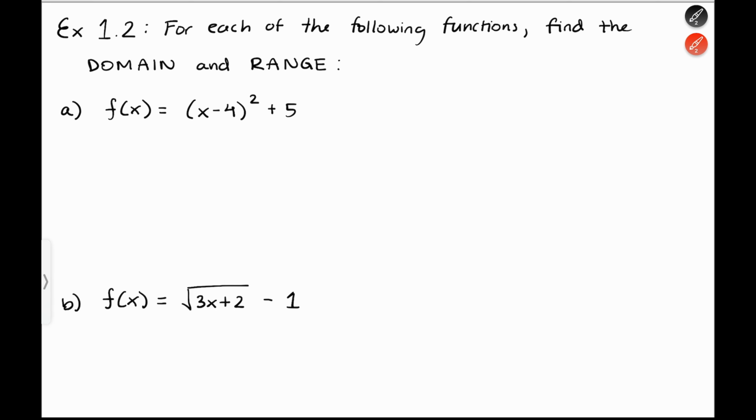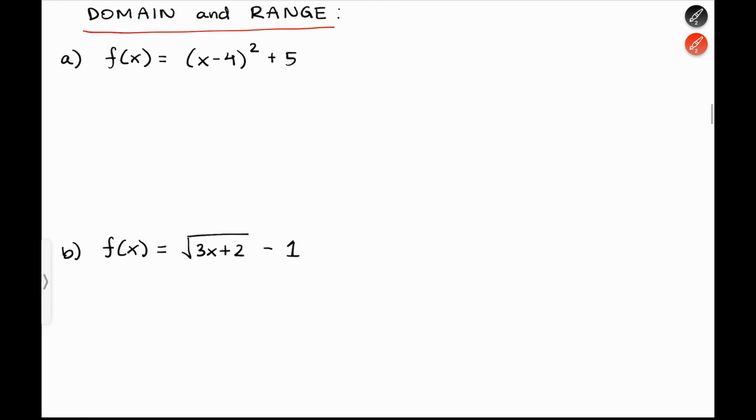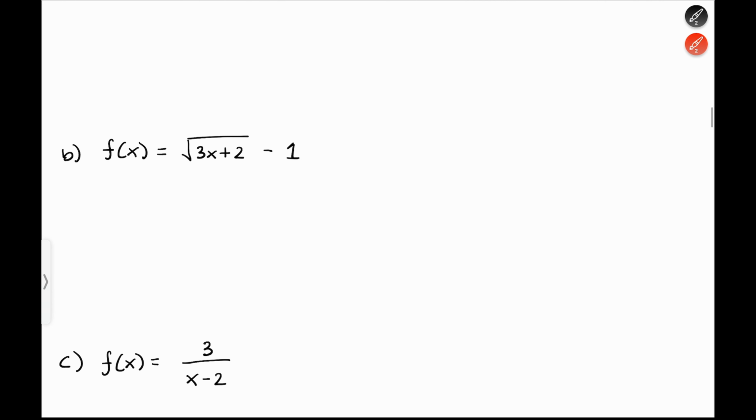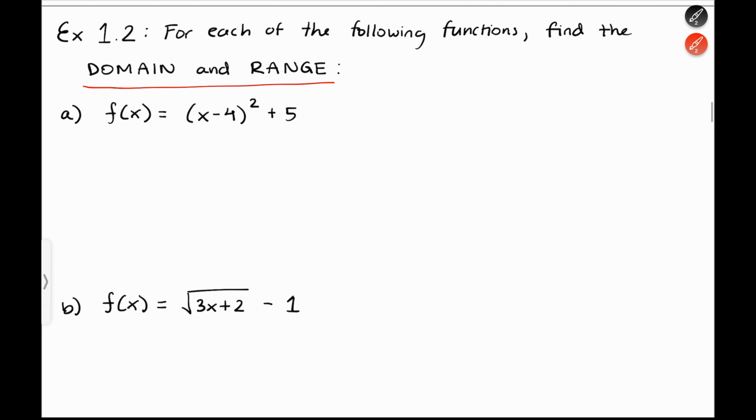So we're going to jump straight into an example problem which reads, for each of the following functions, find the domain and the range. I want you to pause the video and see if you could solve these three problems. Okay, let's start with Part A.